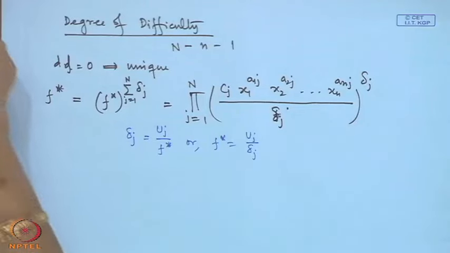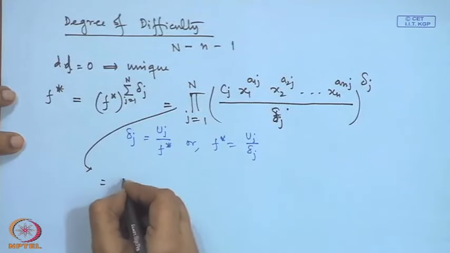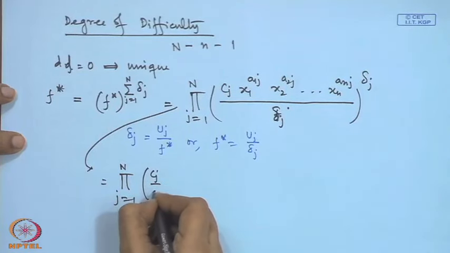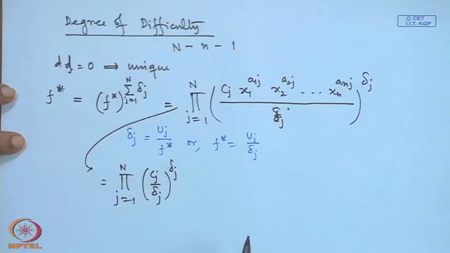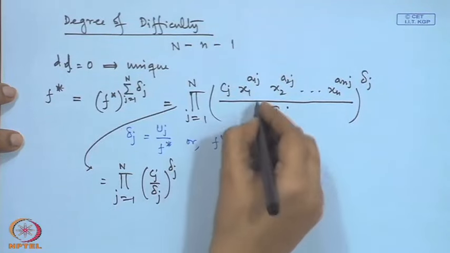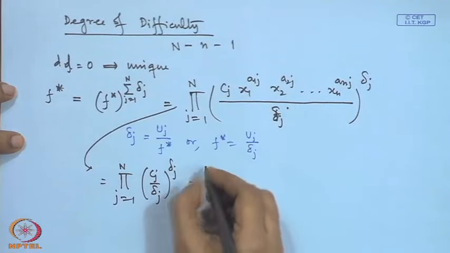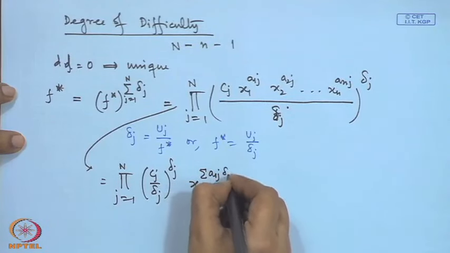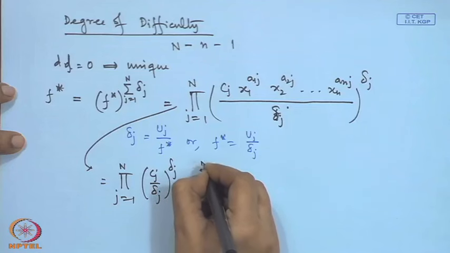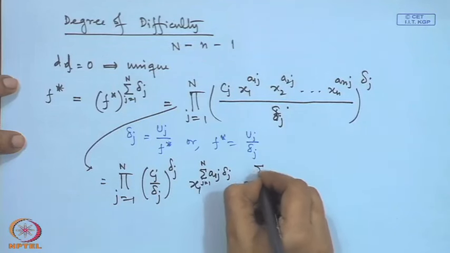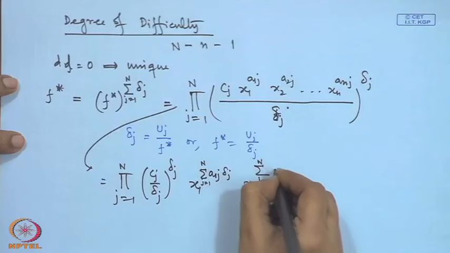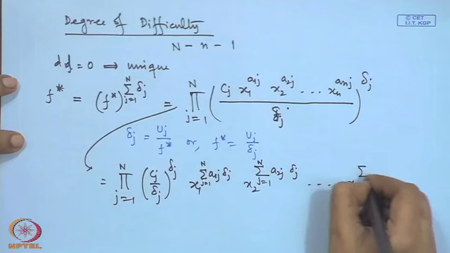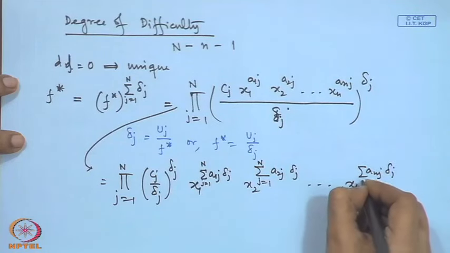And from here we can calculate that this can be written as the product of j equal to 1 to n of Cj by delta j to the power delta j, and from the individual terms, for x1 we can have a1j delta j summation j equal to 1 to capital N. Similarly, for x2, summation j equal to 1 to n a2j delta j, and up to xn, anj delta j over j.